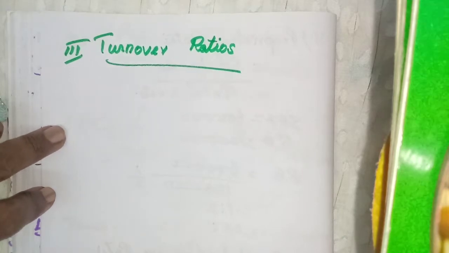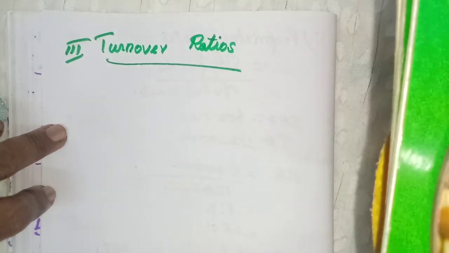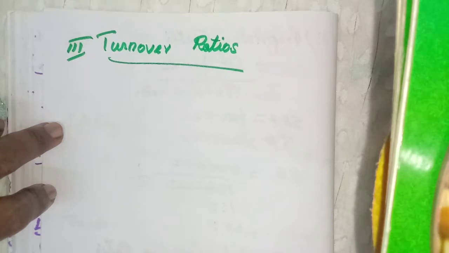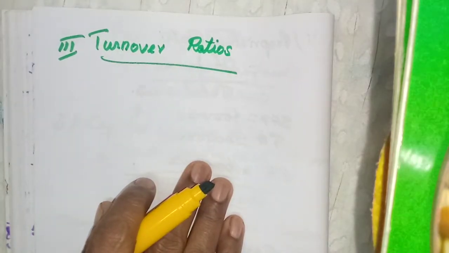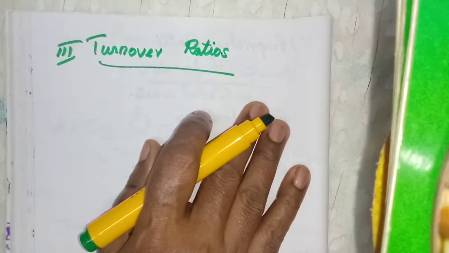Okay students, so shall we come back to our lesson on ratio analysis. We are in the second part. Yesterday, in the first part, I completed two ratios, the liquidity ratios and long-term solvency ratios. So today we are going to learn the turnover ratios, the third one.